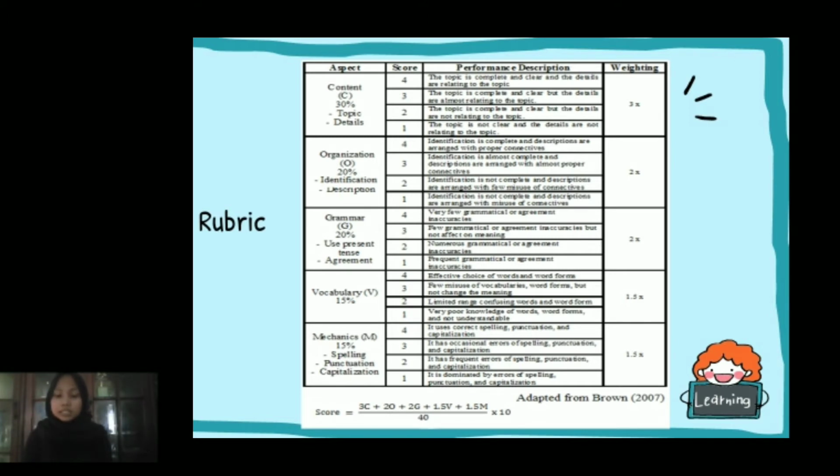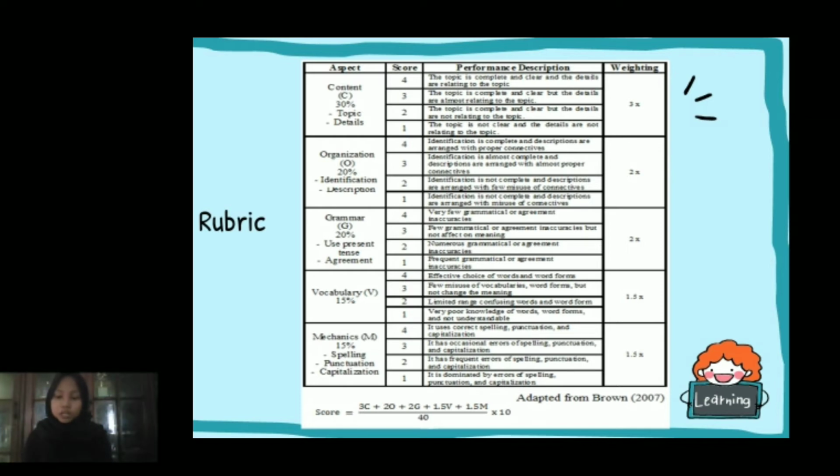The second is organization that consists of identification and descriptions. The weight is 2. The third is grammar. The weight is 2. The fourth is vocabulary. The weight is 2.5. Because this aspect only needs 15%. And the last is mechanics that consists of spelling, punctuation and capitalization. The weight is 1.5.